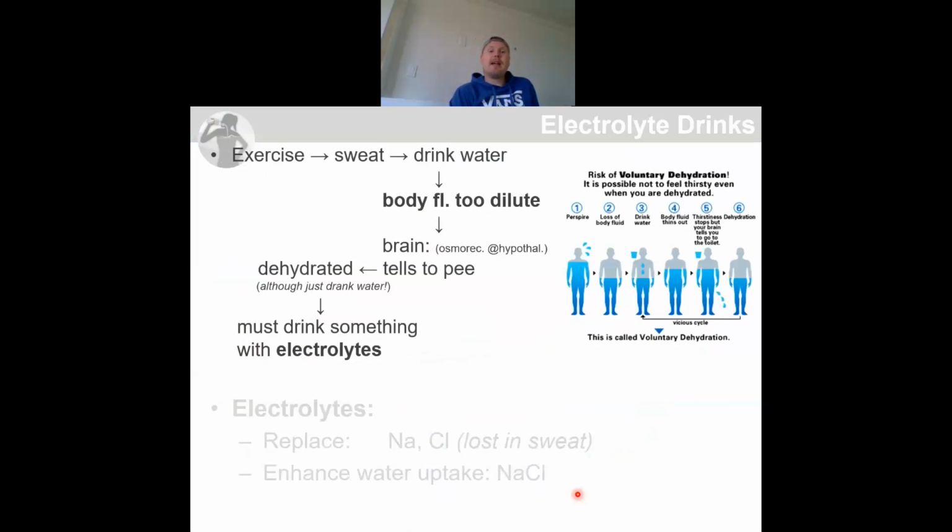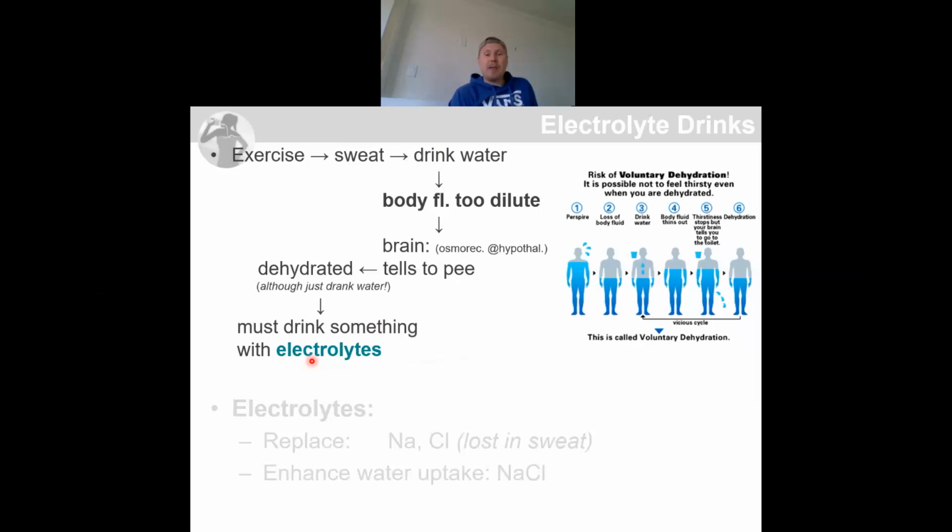When you exercise a lot, you might end up sweating, and you drink water to replace some of that fluid, but we end up finding that the body fluids become too dilute and your brain tells you you need to pee some of that away. And again, you become dehydrated, although you just drank water. But how to deal with this is to drink something that contains electrolytes.